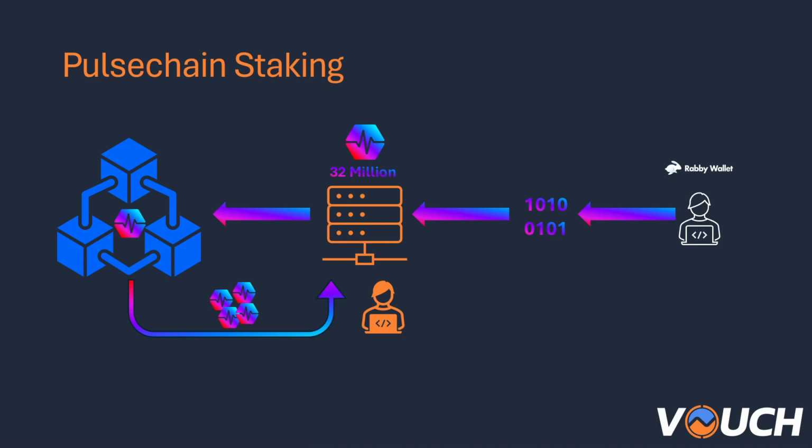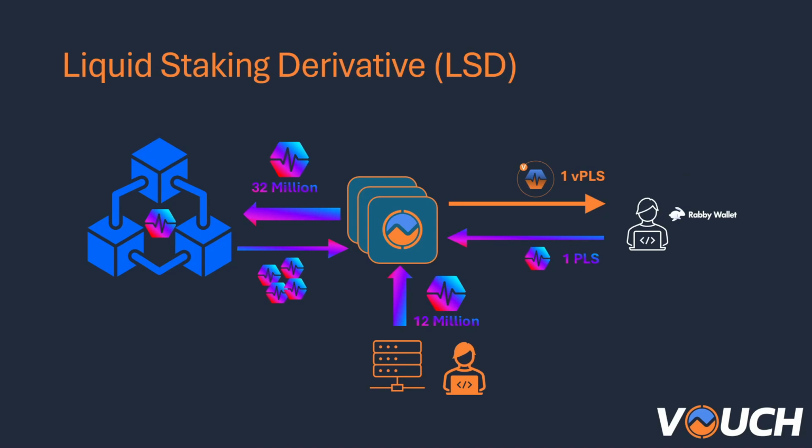And in this instance, if you're a user and you're just holding Pulse in your wallet, you're not actually getting any benefit from the yield that the network actually produces. So that's where the liquid staking derivative comes in. It gives you a chance to be able to be one of those participants. But let's see how it works in essence, and then we'll dive into a little bit more of the detail.